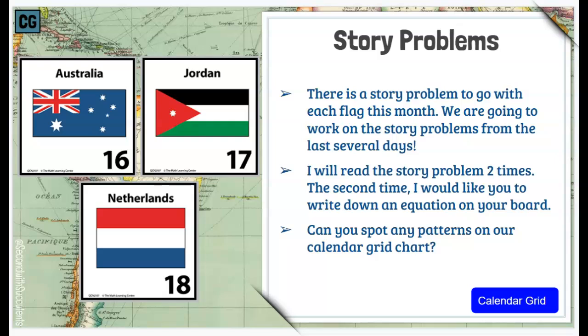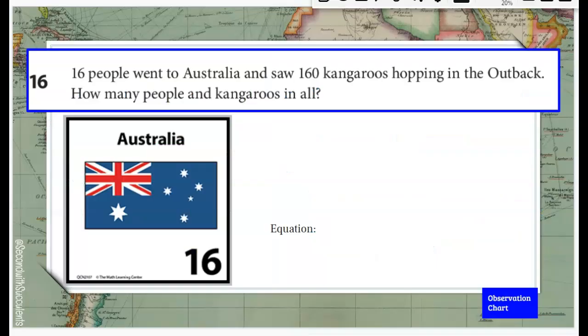After we solve these 3 problems, we'll have a look at our calendar grid observation charts and see if there are any patterns that we start to notice. Let's get started. We're going to Australia for our first story problem. I'll read it 2 times.